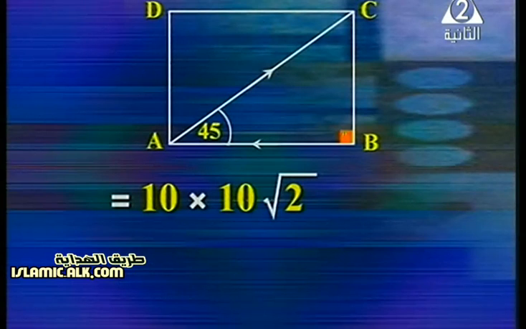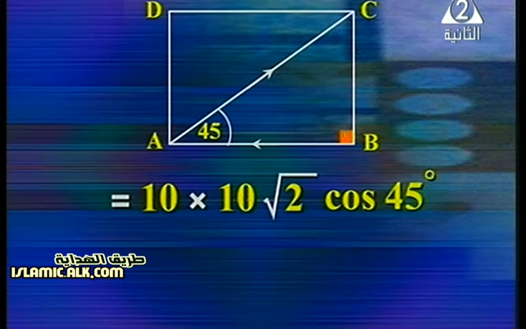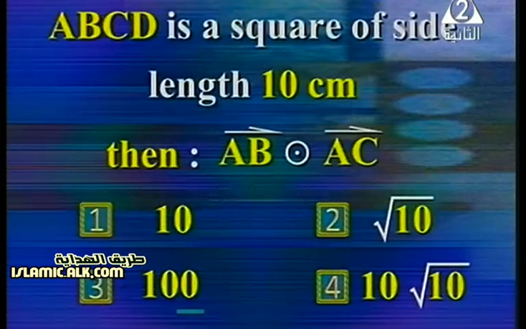What is the norm of AB? 10, because AB is the length of the side of the square. What is the norm of AC? 10 root 2. Why? Because the side lengths AB and BC each equal 10, so the diagonal of the square equals 10 root 2. Cosine 45 equals root 2 over 2. Then the answer is 100. In multiple choice, we choose the correct answer, 100.